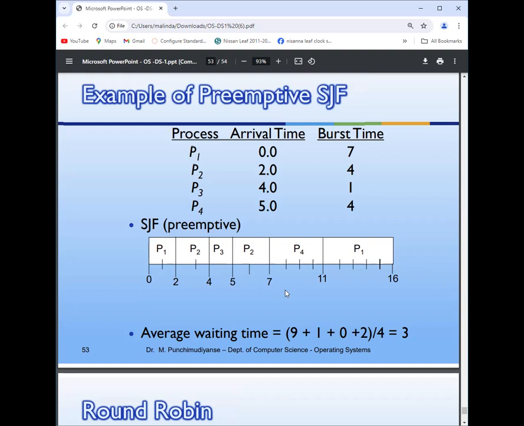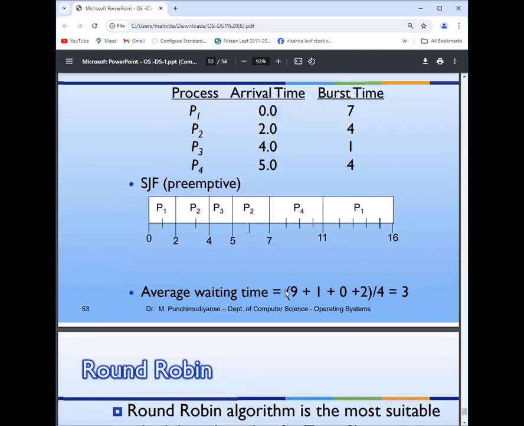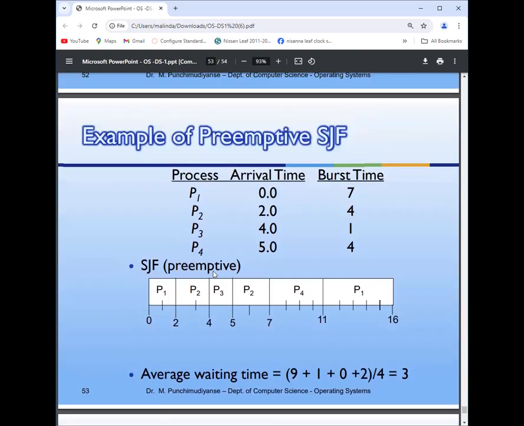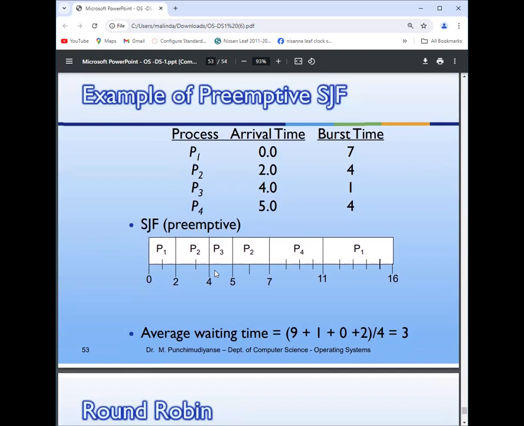Okay. Right. Then let's calculate the waiting times. In this example, I am going to tell you the definition, then we do the calculation. So waiting time, let's calculate one by one. First we take P1. We calculate the waiting time for P1.